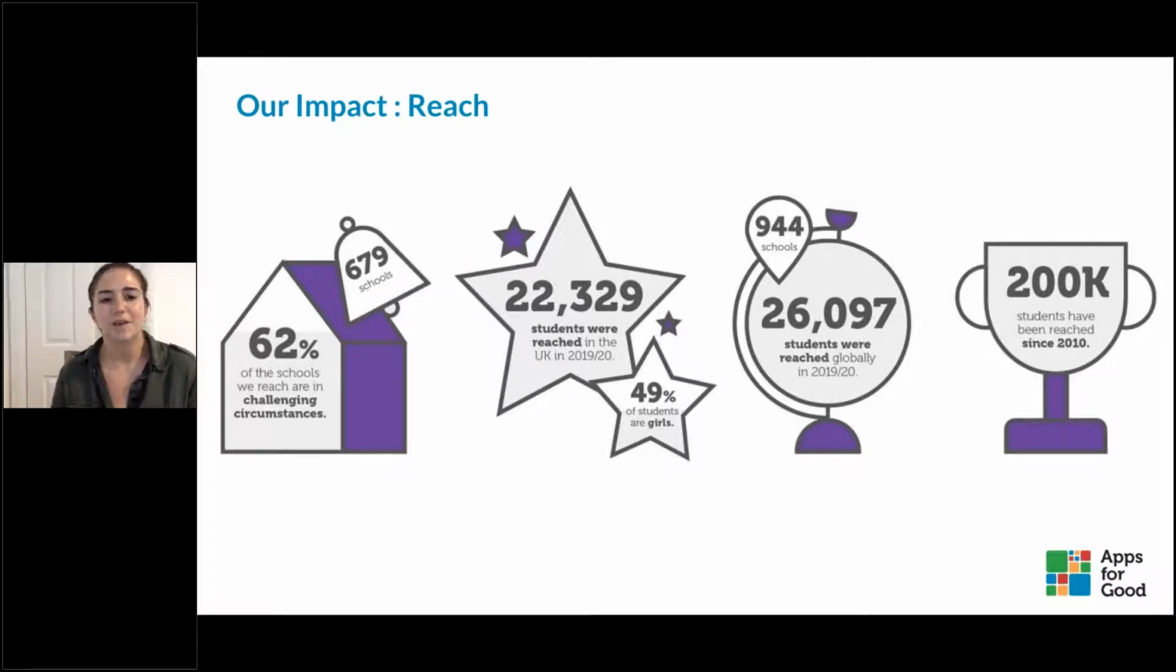But in terms of outreach, on average, we work with around 650 schools each academic year, reaching around 22,000 young people. We work with every type of school and are really keen to work with schools that maybe are in more challenging circumstances or don't always have the opportunity to access programs like us. We also are really proud that each year we manage to reach around 50% girls when we look at our gender breakdown of our students.